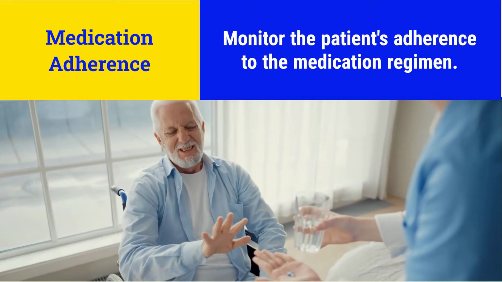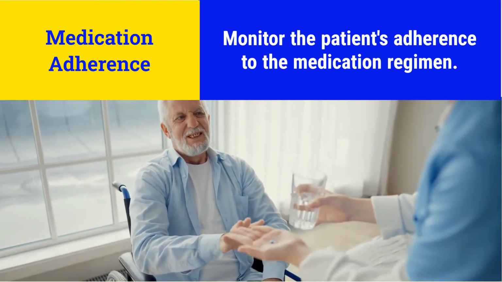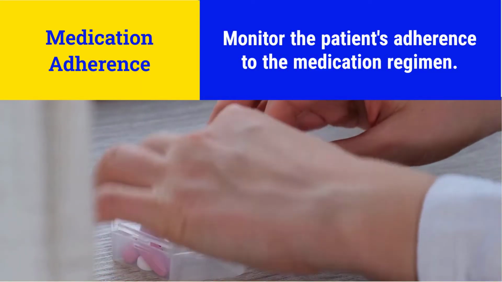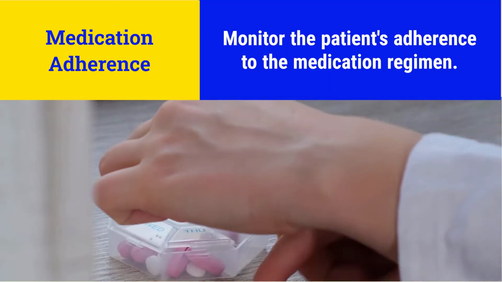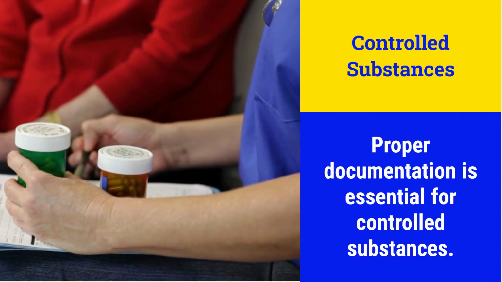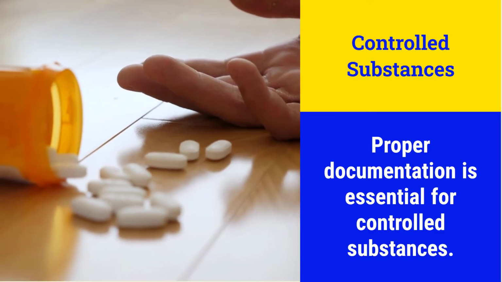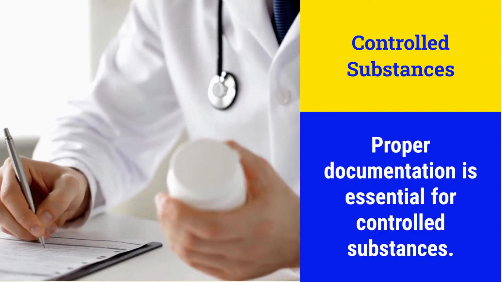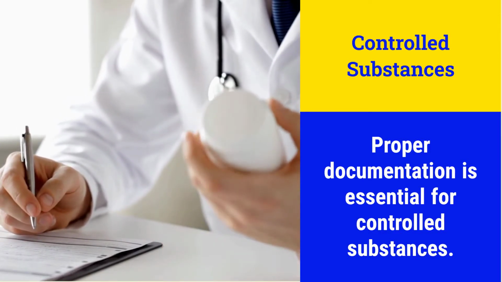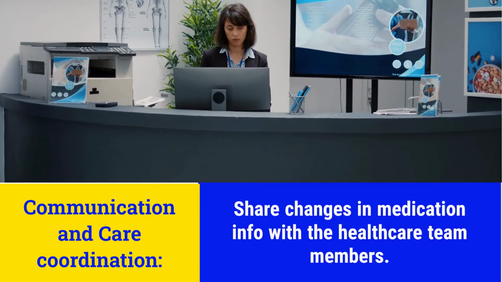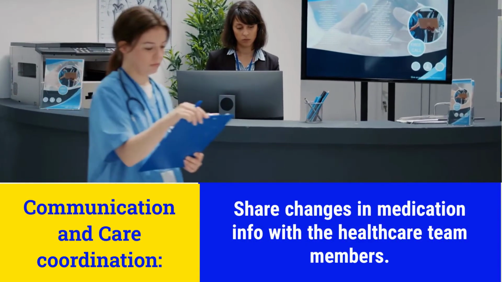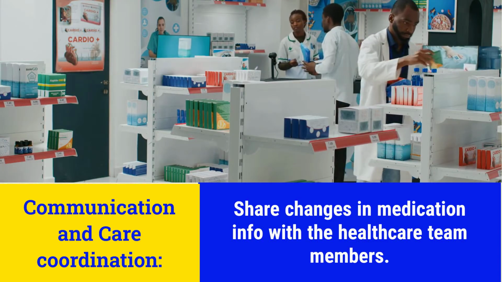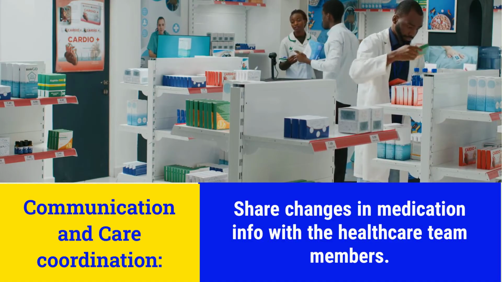Medication adherence: monitor the patient's adherence to the medication regimen and document any concerns or challenges. Address non-adherence with appropriate interventions and communication. Controlled substances: if the patient is on controlled substances, document their administration, including the dosage, date, time, quantity, signs of dependency, effectiveness, side effects, storage, and any required safety measures. Communication and care coordination: ensure that all medication-related issues are communicated among the healthcare team members, including physicians, pharmacists, and other providers involved in the patient's care.